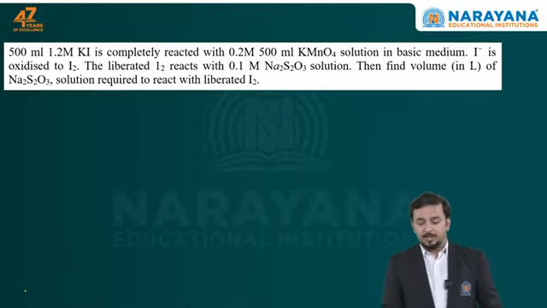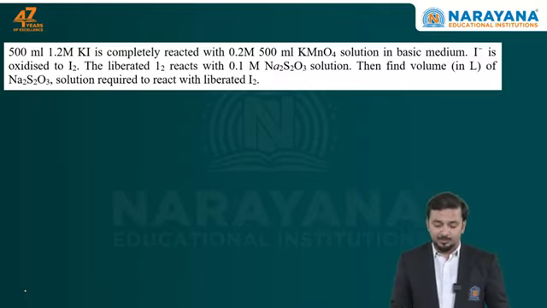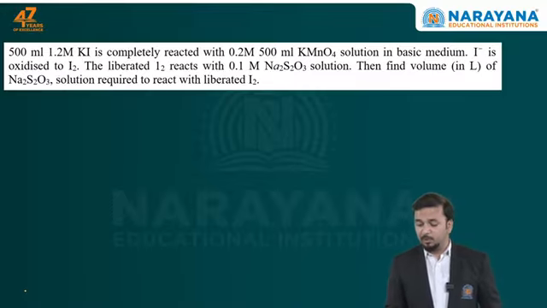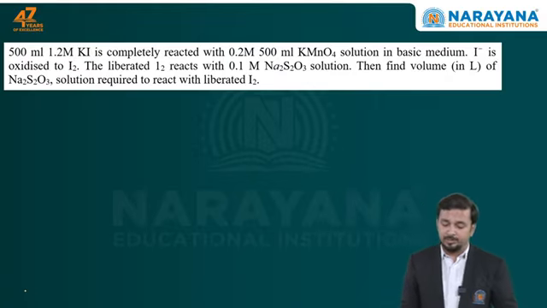Next, the other question is from titration. The question says 500 ml of 1.2 M KI is completely reacted with 500 ml of 0.2 M KMnO4 solution in basic medium. I minus is oxidized to I2. The liberated iodine reacts with 0.1 M Na2S2O3 solution. Then find the volume of Na2S2O3 solution required to react with the liberated I2.